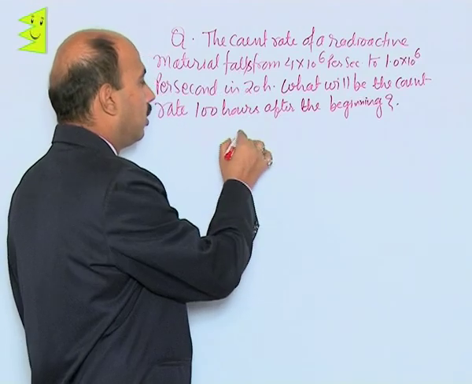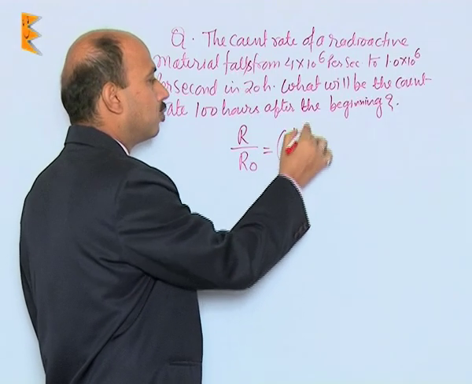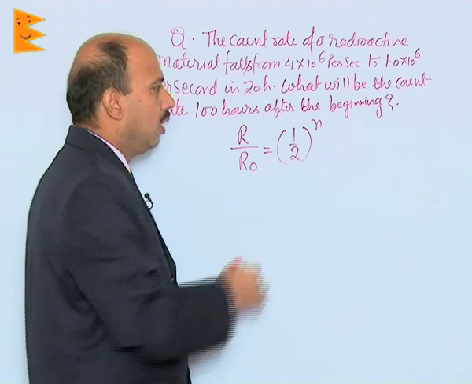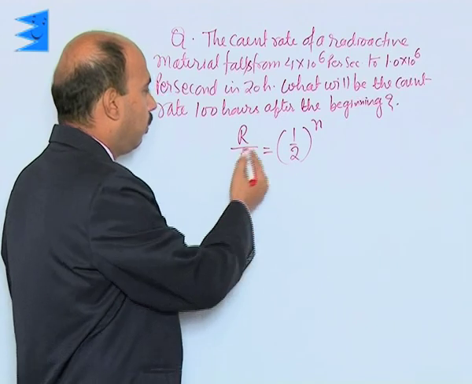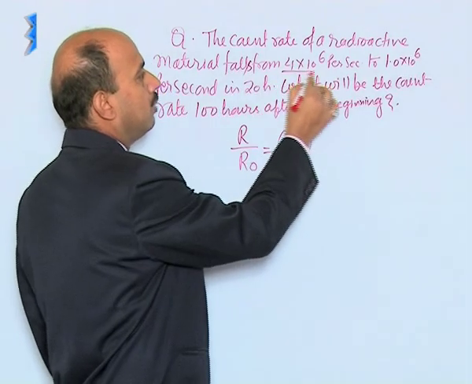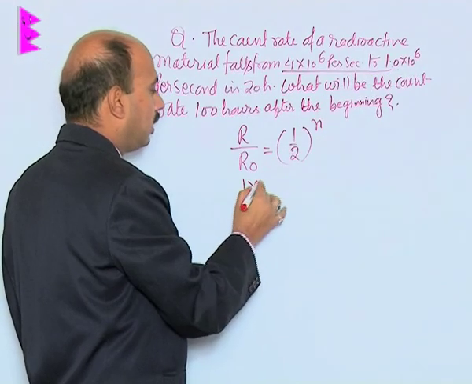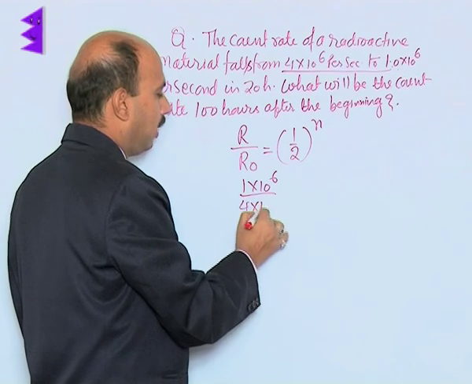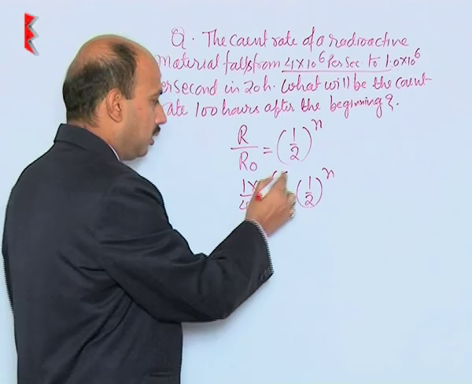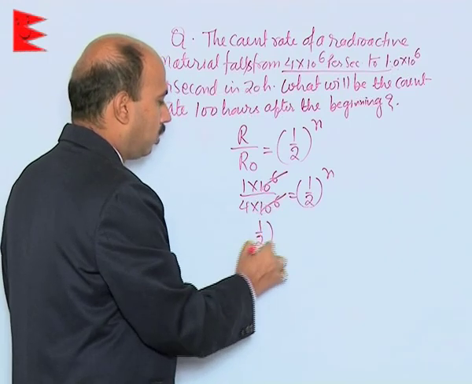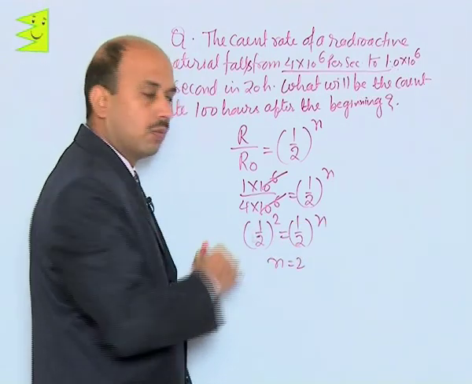We can write R upon R naught is equal to 1 upon 2 raised to power n. Here n is the total number of half-lives. In the first case we are given R and R naught. So R upon R naught is 1 × 10^6 divided by 4 × 10^6, equal to 1 upon 2 raised to power n. This and this will get cancelled. So (1/2)^2 is equal to (1/2)^n. So n is equal to 2.